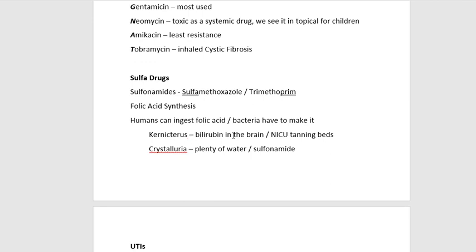So kernicterus is bilirubin in the brain. If you've been in a NICU and you're like, why are there tanning beds? Why is there UV light? That's preventing kernicterus or bilirubin in the brain. And then crystalluria, make sure to counsel. The nursing consideration is to have plenty of water so we don't get crystals in the urine. Okay, it can be very painful.